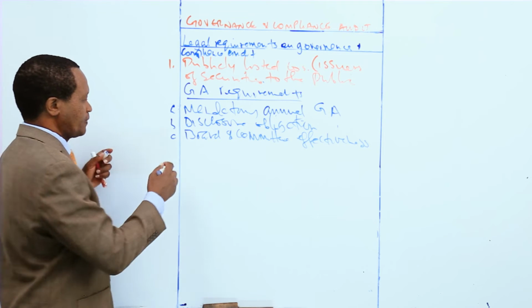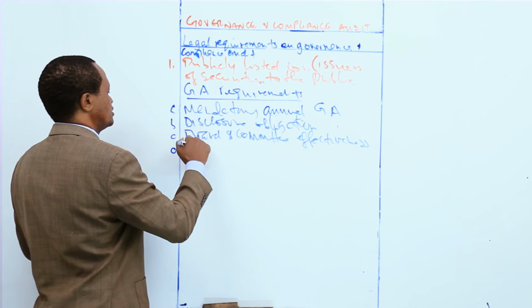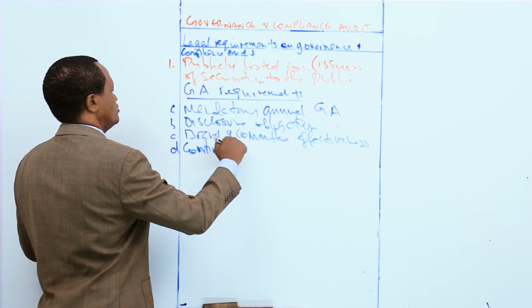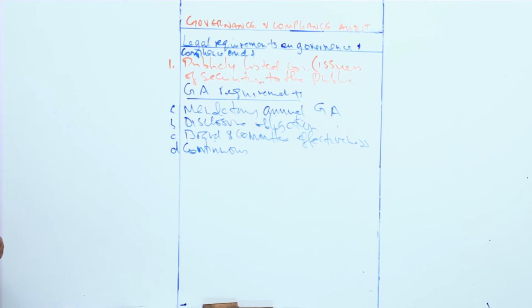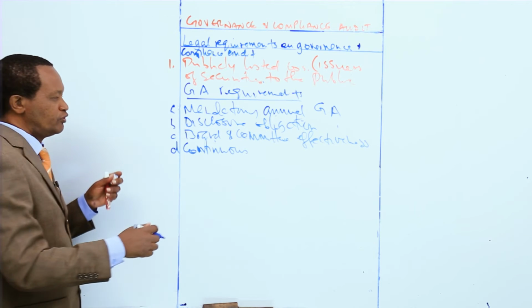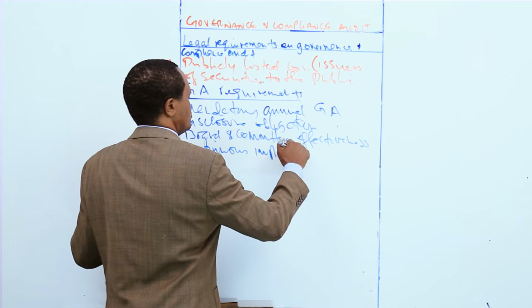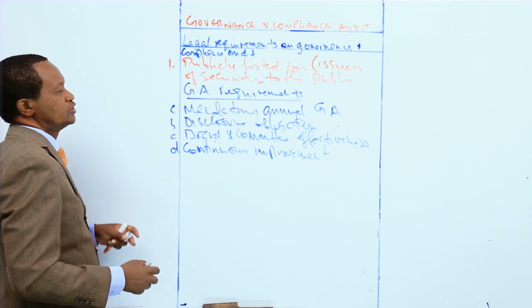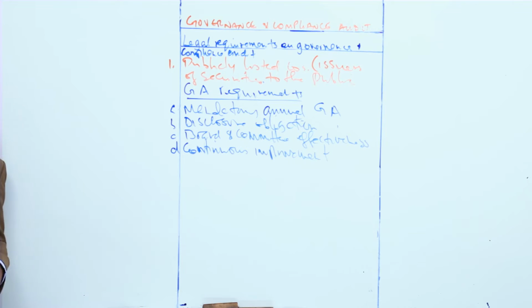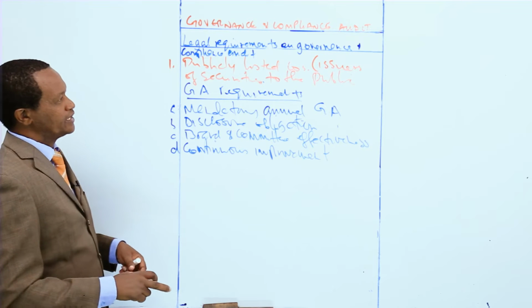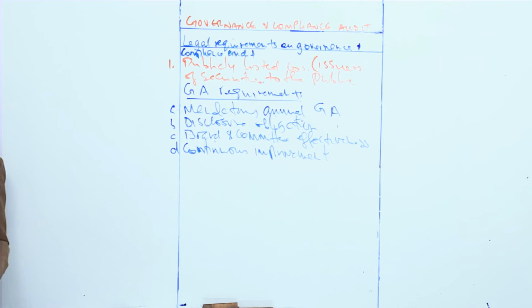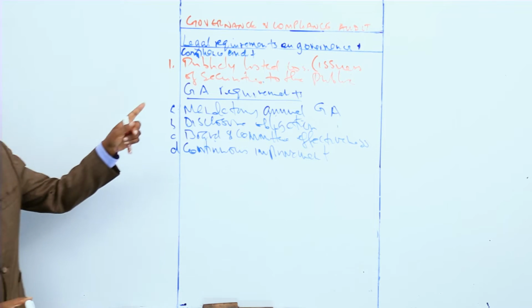Then lastly, there is continuous improvement. The audit should inform continuous improvement in governance practice and policies. The auditor should do what? Inform continuous improvement. So these are the governance audit requirements for publicly listed companies, issuers of securities to the public. Okay? So these are governance requirements.